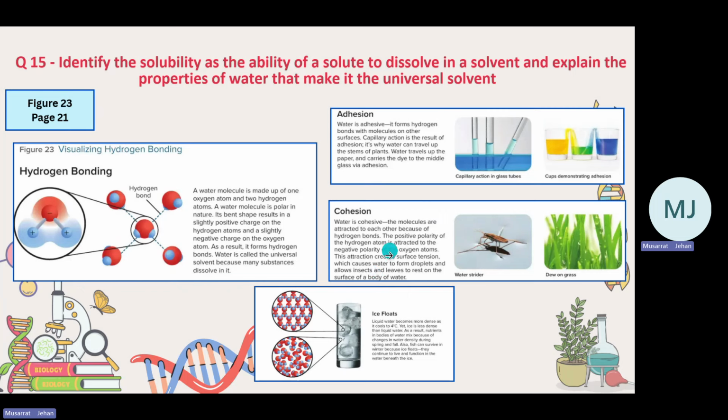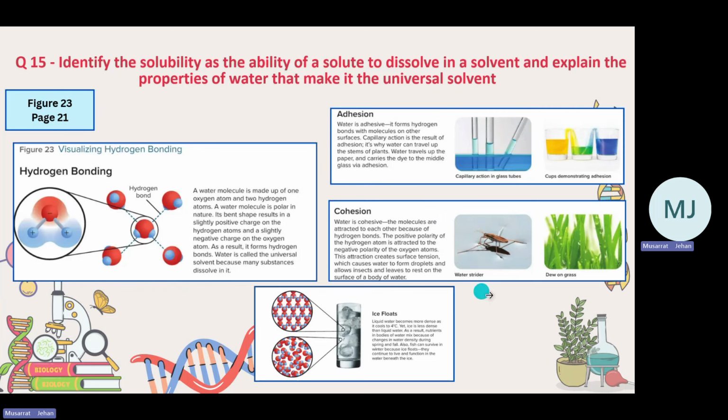So you can be given the word surface tension. Because of this attraction between water molecules, there is surface tension. And this causes water to form droplets and allows insects and leaves to rest on the surface of water. They can sit on the surface of water. They can rest because of this property, cohesion.